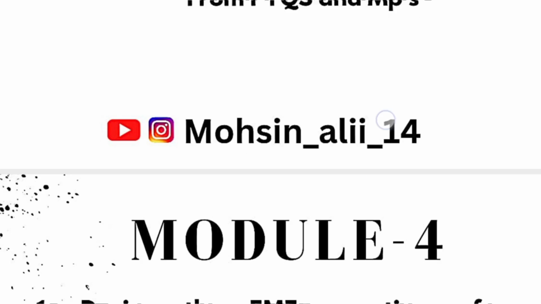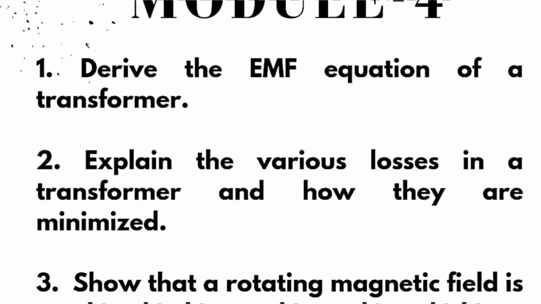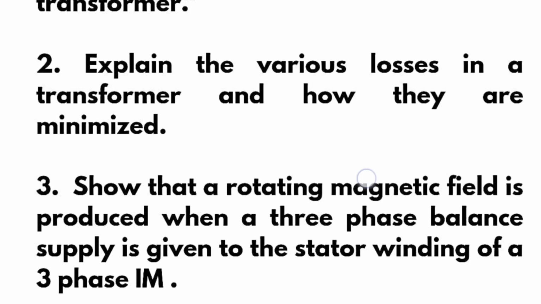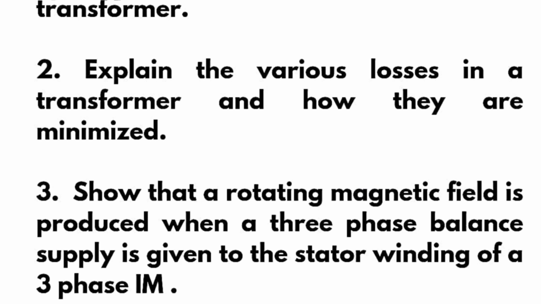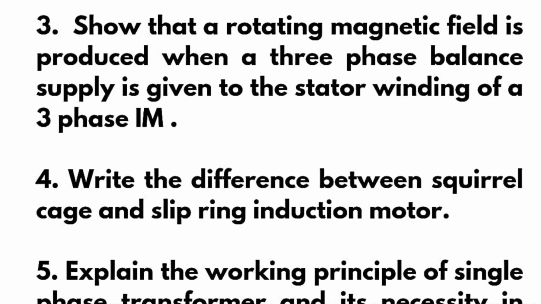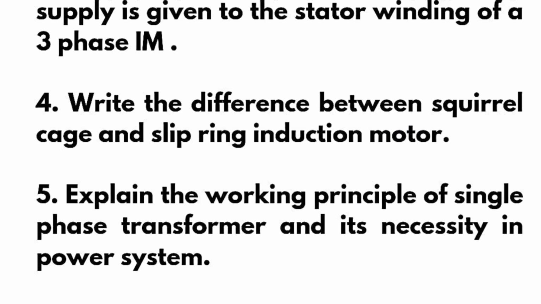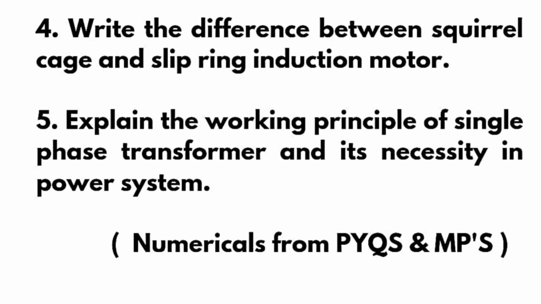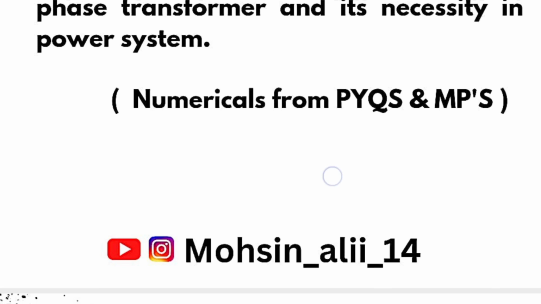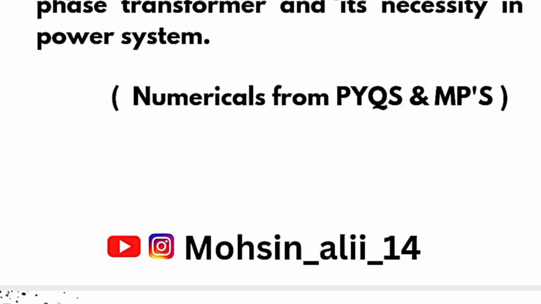Okay, next we have module 4: derive the EMF equation of a transformer. It is a super important one. Explain the various losses in a transformer and how they are minimized. Show that a rotating magnetic field is produced when a three-phase balanced supply is given to the stator winding of a three-phase induction motor. Write the difference between squirrel cage and slip ring induction motor. Explain the working principle of a single phase transformer and its necessity in power system, and some numericals from previous year question papers if convenient.